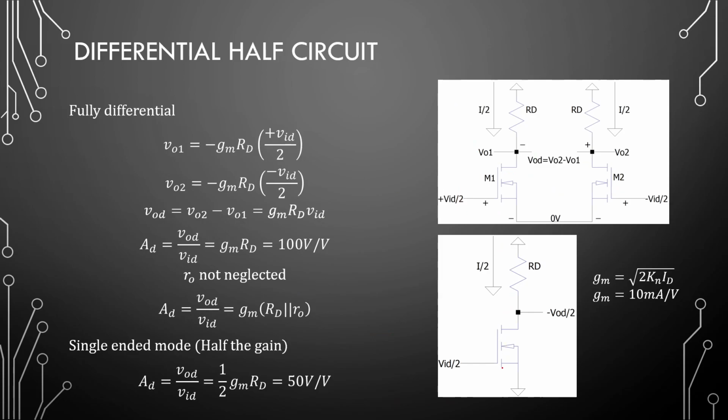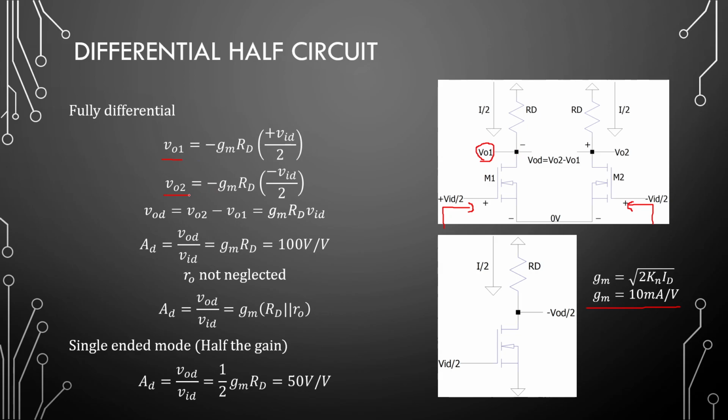Right. So if we were to split this circuit, we will see two common source amplifiers. Using the bias current divided by 2 gives us our drain current, and with our transistor specifics, our transconductance will be 10 milliamperes per volt. Right, so on the one side we will insert our input differential voltage divided by 2, and on the other side we will insert negative our input differential divided by 2. So V out 1, if we see this as a common source amplifier, will be the transconductance multiplied by the drain resistance multiplied by the input. That will be our output 1, V out 1 right here.